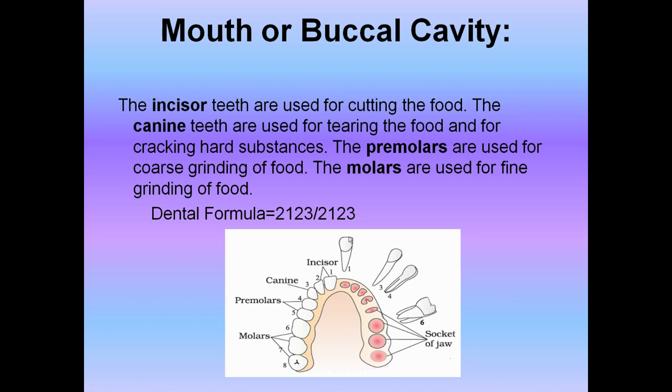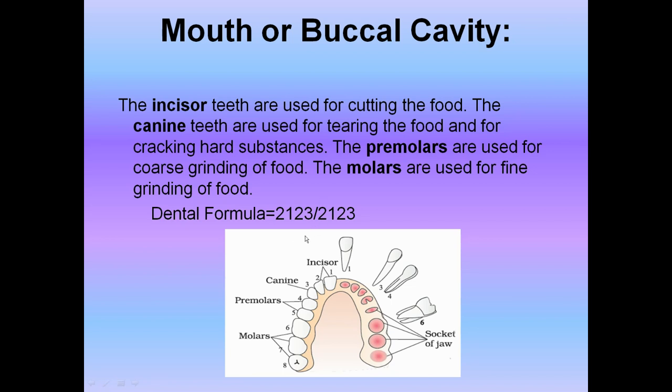We have different types of teeth: incisors, canines, premolars, and molars. Each type has a different function. Incisors are meant for cutting food, canines for tearing food, premolars for coarse grinding, and molars for fine grinding. The dental formula is calculated by visualizing the dental structure of half of the jaw, that is two incisors, one canine, two premolars, and three molars.